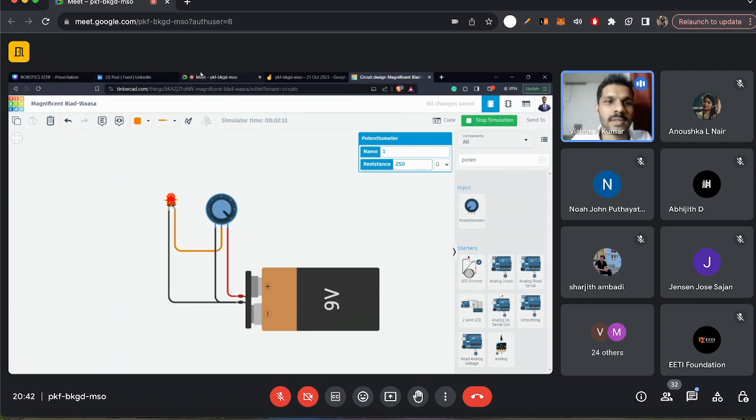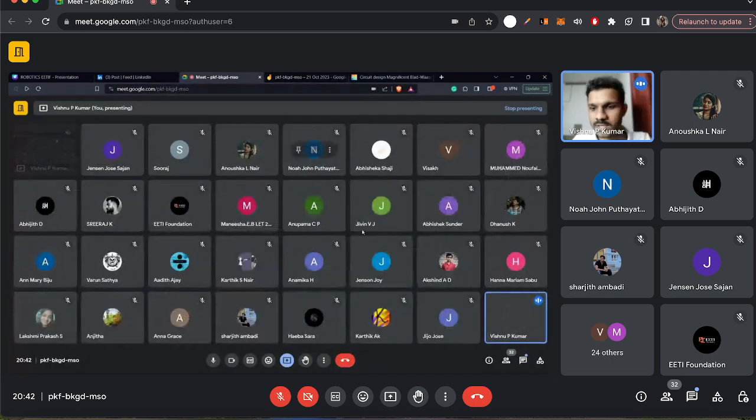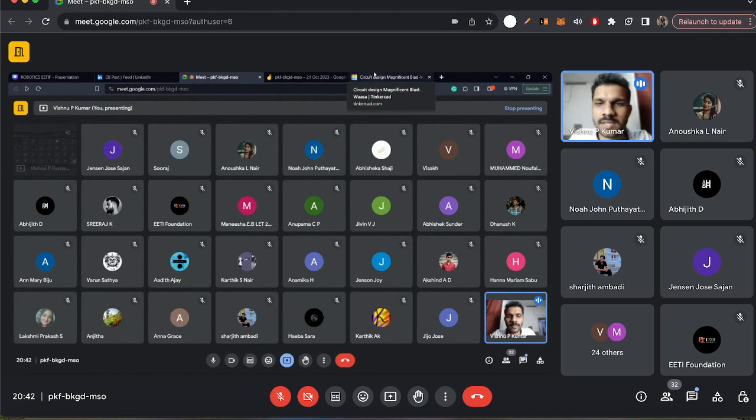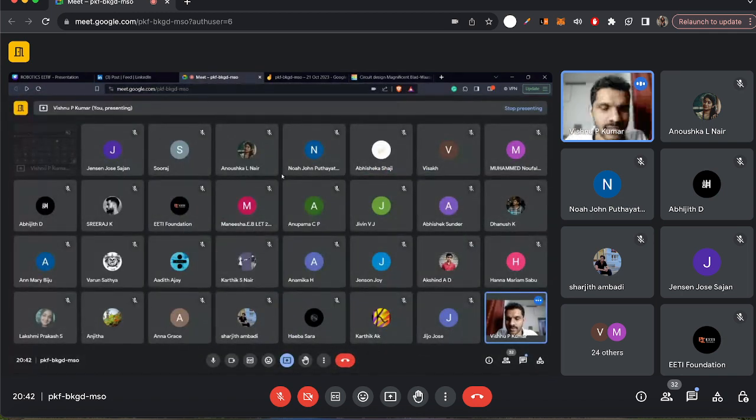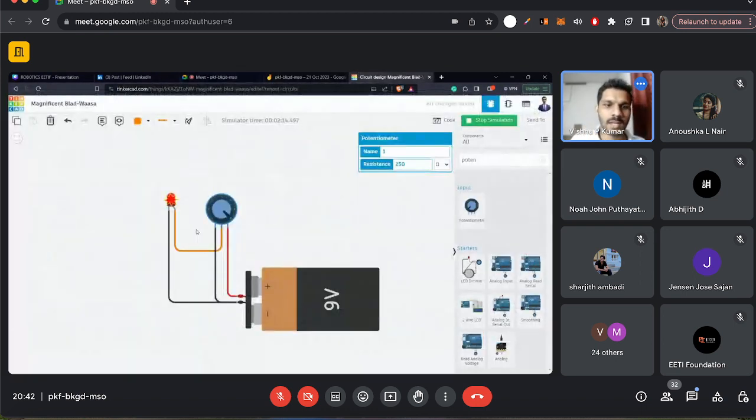So in order to prevent that, do you have any methodologies to prevent this? So this is how circuit design is done. Okay, so this is a very basic circuit, and while we are building circuits we will be facing some problems. So for each and every problem we will find some solutions. So the problem we have now is that when the potentiometer is reaching the extreme position, the LED is getting blown out.